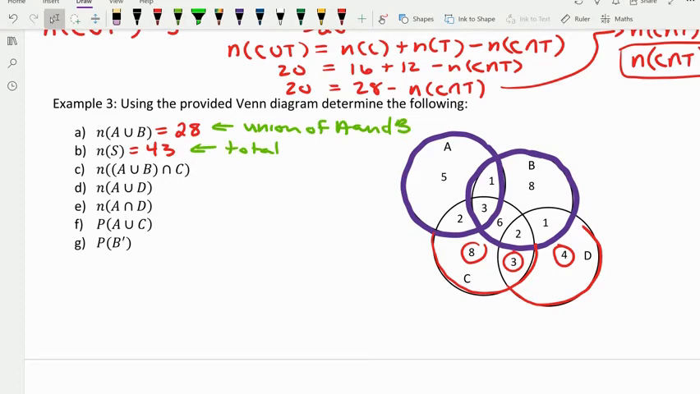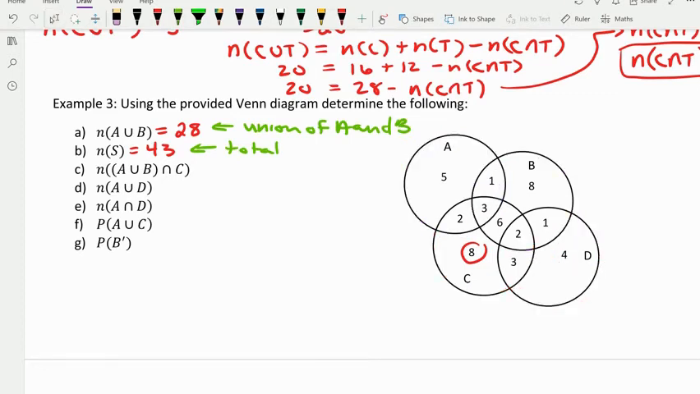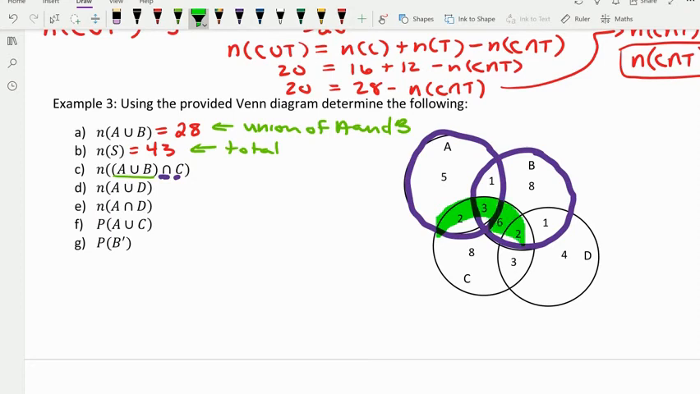Next one, weird notation. Brackets are important. We have this A union B in brackets, so let's think of what that is. Well, that's A and B unioned together, so that's those two circles together. And then the next part says intersection with C. So what we're really interested in is what's overlapping with C. Well, these are the overlap with C. So if we add up all of those, we end up with 13.